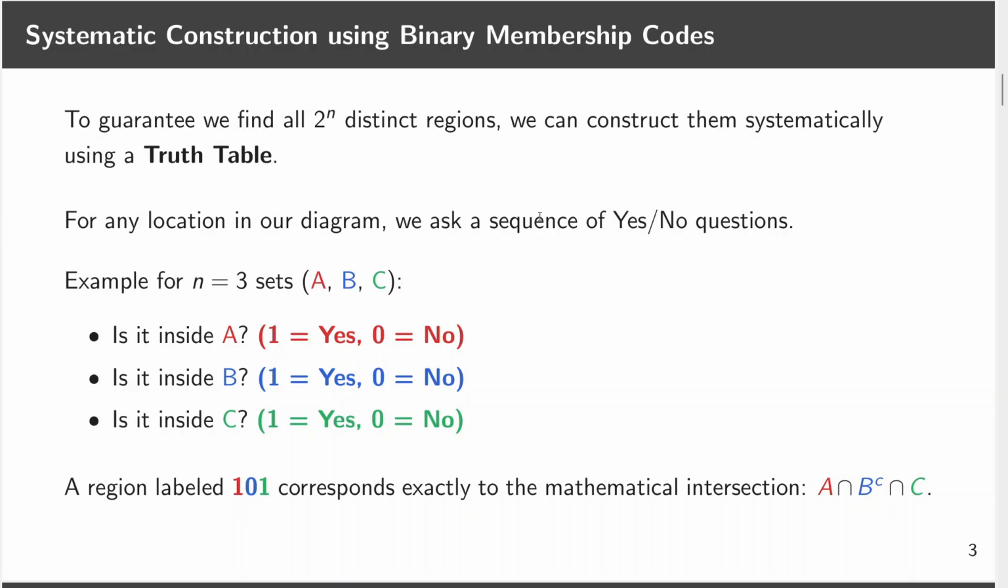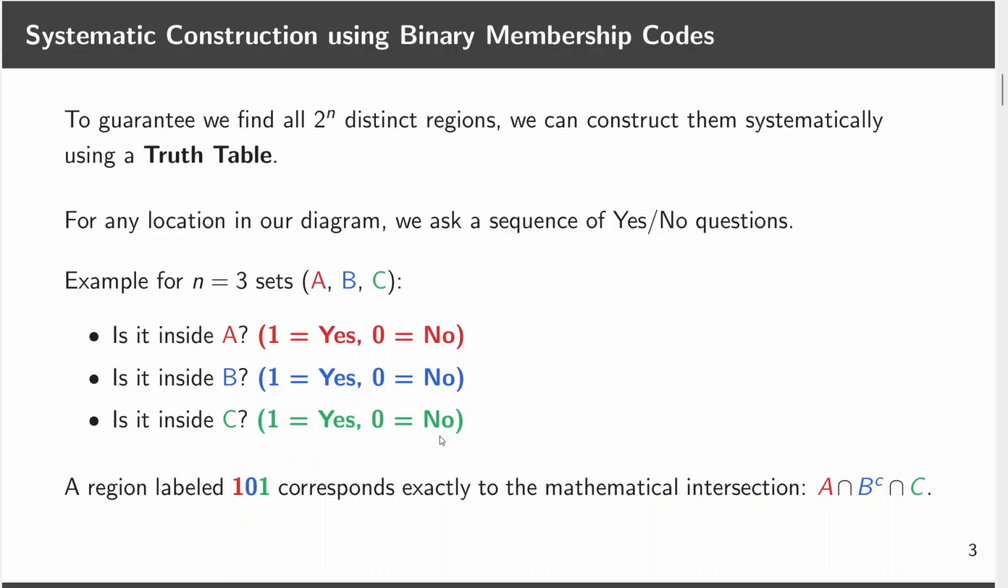Let's make this concrete with an example of n equals 3. So we have 3 sets. Let's call them set A, set B, and set C. For any point or element in our diagram, we ask 3 questions. Question 1. Is it inside set A? If yes, write 1. If no, write 0. Question 2. Is it inside set B? If yes, write 1. If no, write 0. Question 3. Is it inside set C? If yes, write 1. If no, write 0.